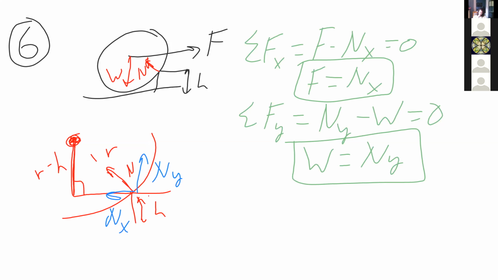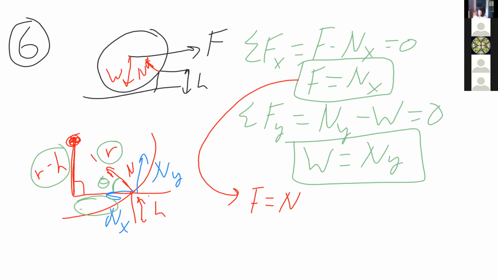And so I'm going to go back to this triangle. I know that I can define this angle theta. And I know that sine of theta will be the opposite over the hypotenuse, and cosine will be the adjacent, which I haven't calculated, but I can, over the hypotenuse. So let's go ahead and make that substitution. So my first equation will become F equals the normal force, whatever it happens to be, times the cosine of the angle theta. My second equation will become that the weight is equal to n times the sine of that angle theta.